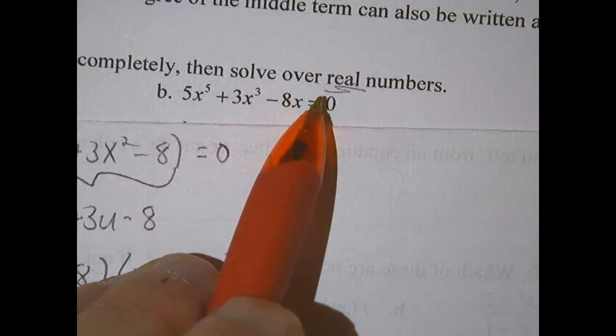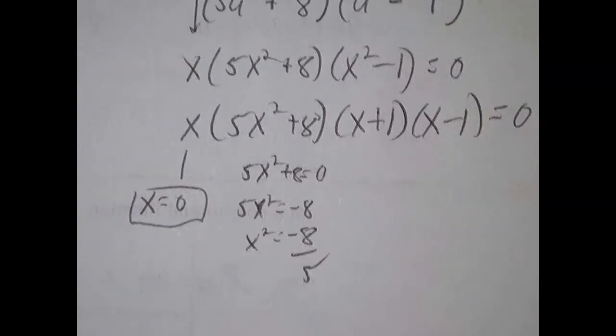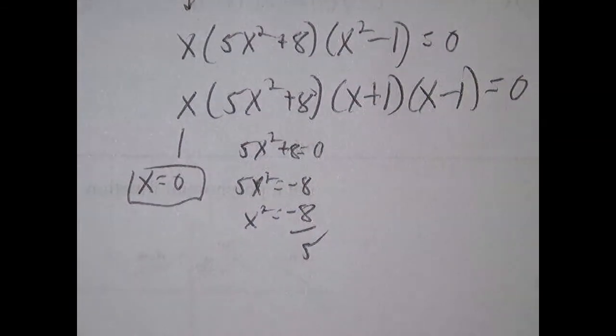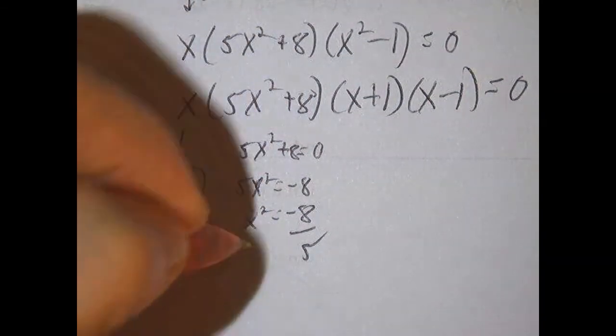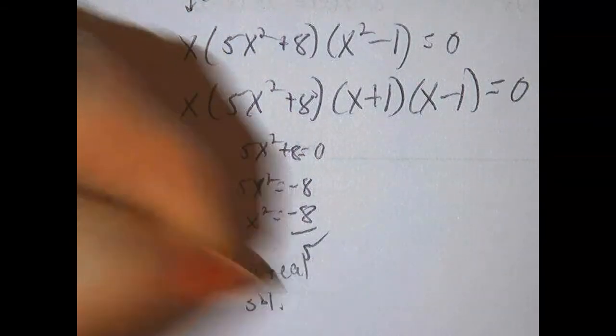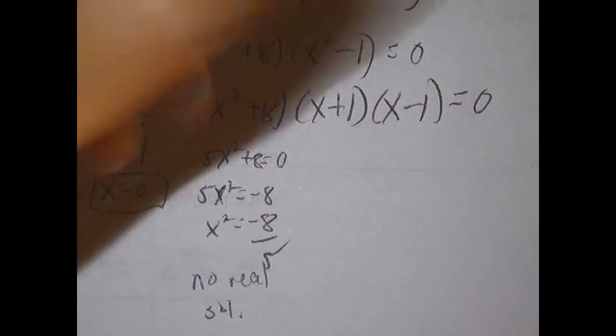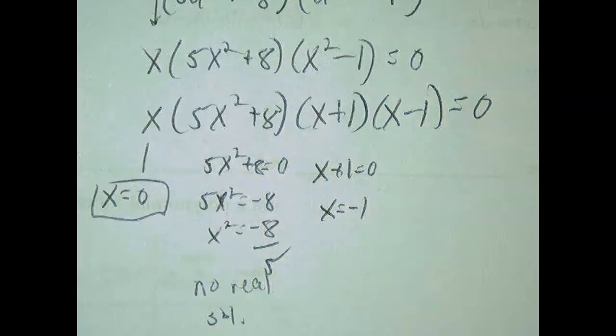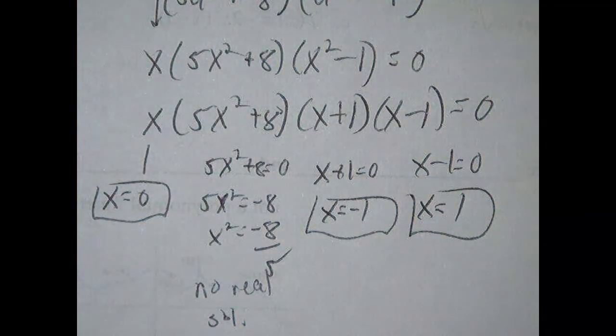Solve this over the real numbers. So we're just going to stop with that. So there are no real solutions for this part. This factor doesn't give me anything. So then I go on to these two. I have x plus 1 equals 0, so x equals negative 1. I have x minus 1 equals 0, so x equals 1. And those are my three solutions. Okay, I hope you found this helpful.